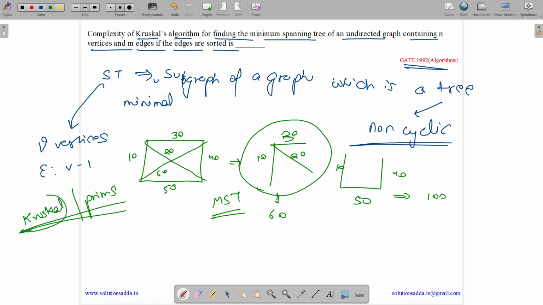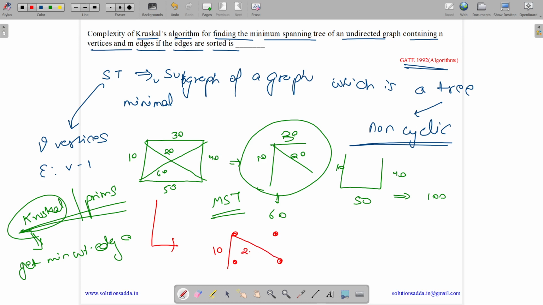Okay, so what does Kruskal algo say? Kruskal algo says each time get the minimum weighted edge, so that there is no cycle formed. So for this, what is the minimum weighted edge? Let us draw the vertices. The minimum weighted edge is 10. Now the next minimum is 20. Okay, next minimum is 30. So this is our Kruskal algorithm, and in each step we need to make sure that there is no cycle formed.